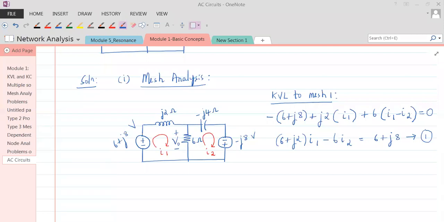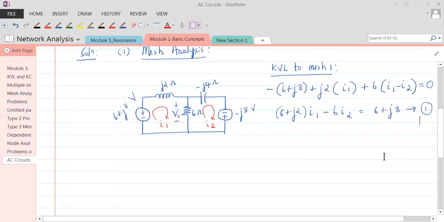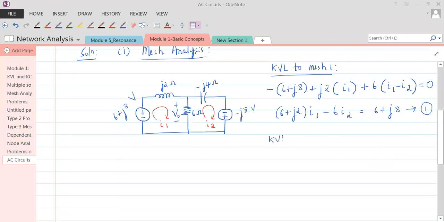Okay, so this is how these things go. We still have not entered the calculation part. We have just written the KVL to mesh 1. We shall similarly write the KVL to mesh 2 also. Okay, so KVL to mesh 2. Now you can start writing yourselves.